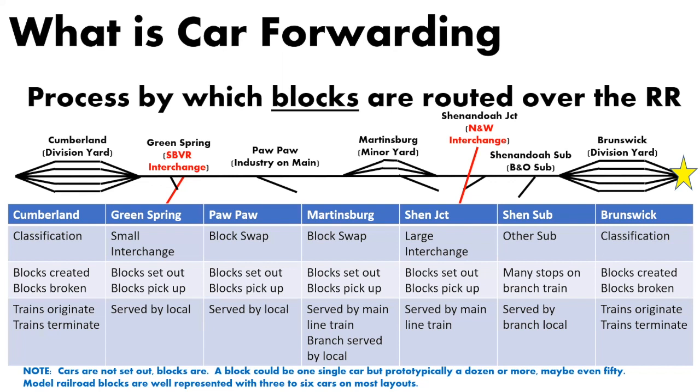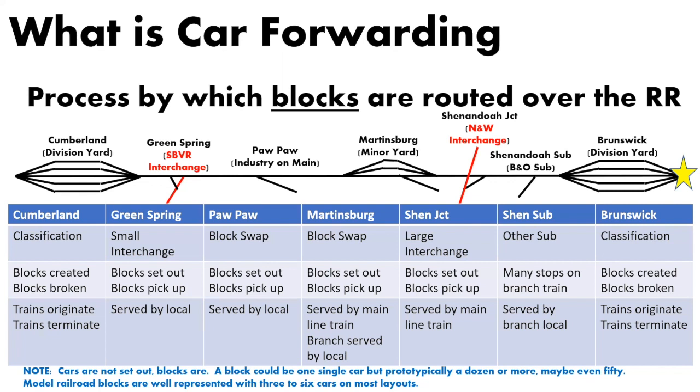Paw Paw, which is just an industry on the main line, is actually the same. It's served by a local. Mainline trains don't stop there, and they just continue on by. Martinsburg, a minor yard that has a branch line connected to it, they get mainline trains to stop there and set out blocks and pick up blocks of cars, but that branch line is served by a local train.